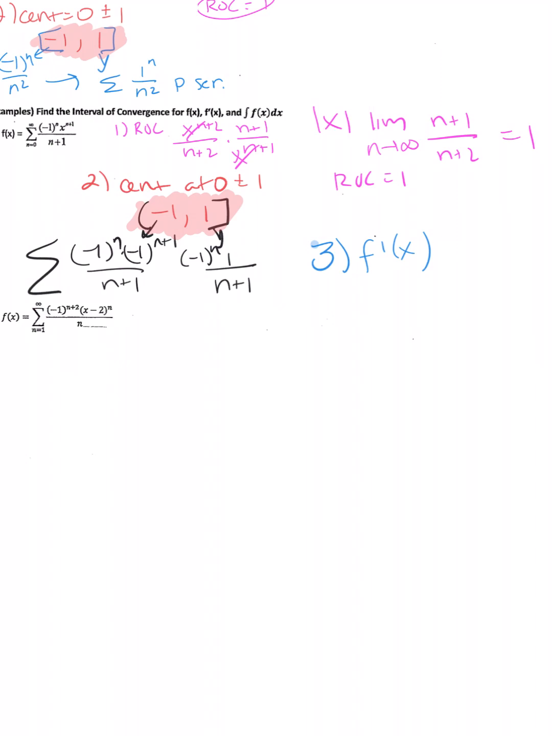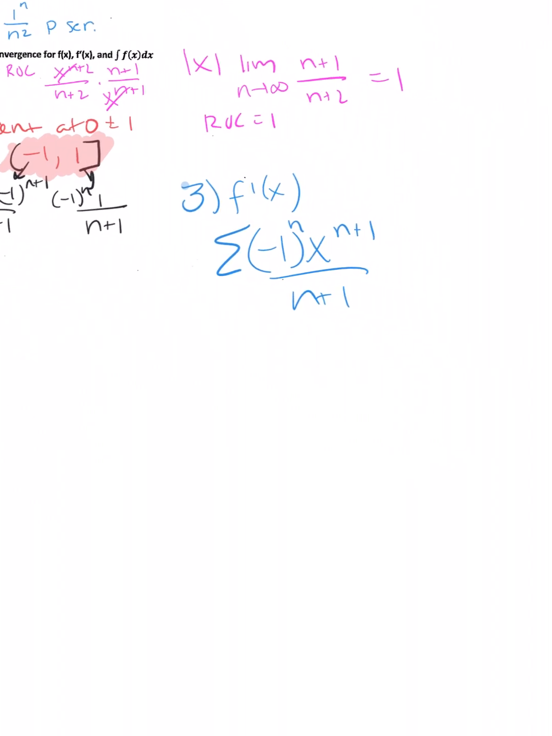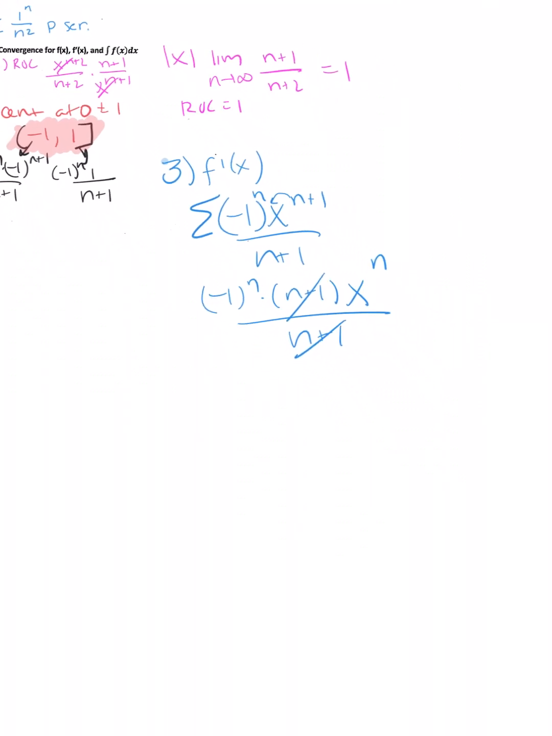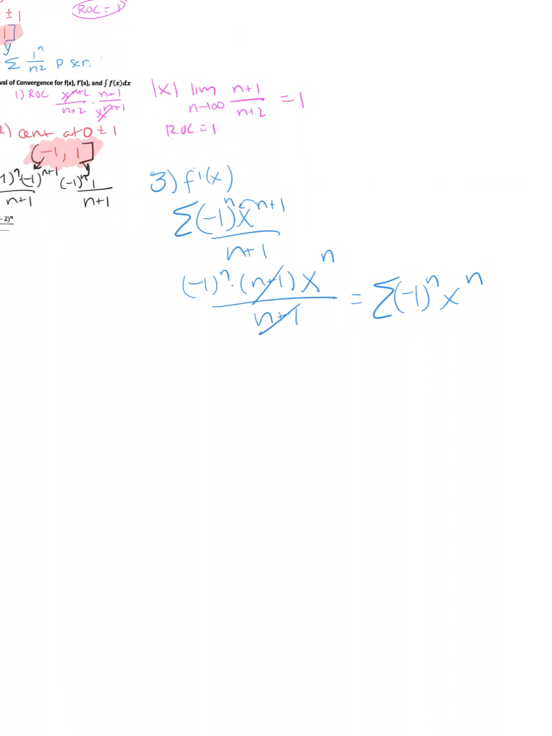f prime of x. The interval is the same. All we have to do is test the endpoints. So we're starting with this series, negative 1 to the n, x to the n plus 1 all over n plus 1. We take the derivative of a series the same way we take a normal derivative. So we bring the power down. So it's negative 1 to the n times n plus 1. And then if we take away 1 from the power, my new power is n. These guys would cancel out. So my answer for my derivative would be negative 1 to the n, x to the n, and we're testing that from negative 1 to positive 1.